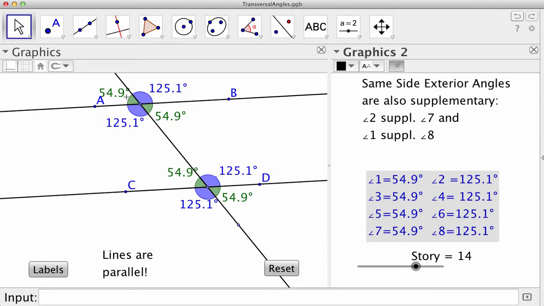Same side exterior angles are also supplementary. So angle 1 up here and angle 8 down here are supplementary, 125.1, 54.9, again, adding up to 180 degrees.